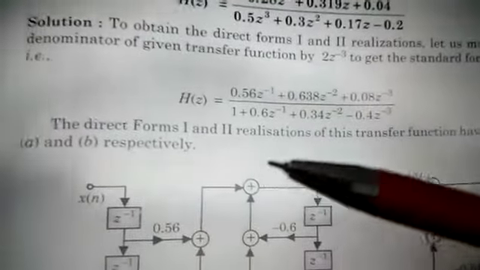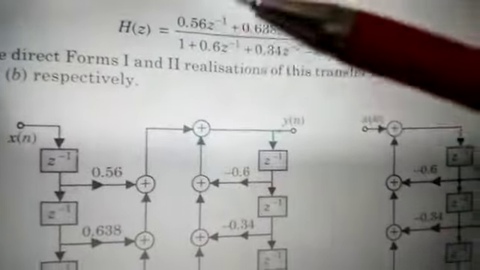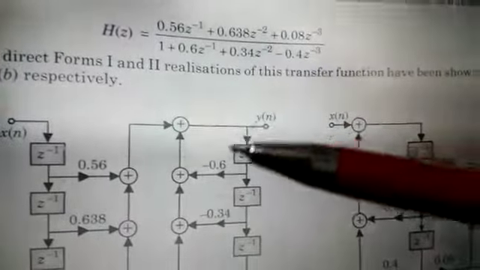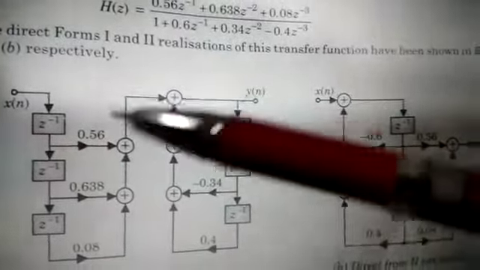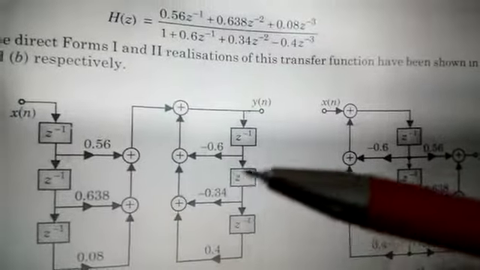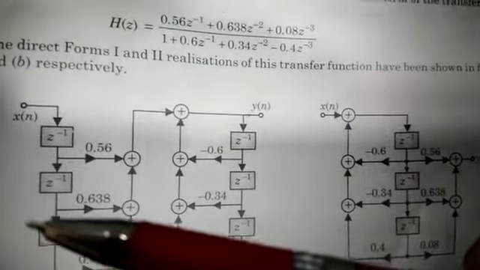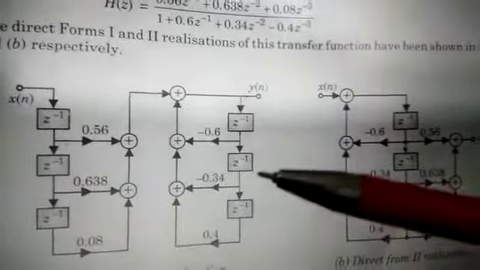Now the direct form 1 and 2 realization of this transfer function have been shown in the figure below. You can see the numerator is shown on this side and the denominator is implemented on this side. This is called direct form 1. In direct form 2, the poles will be shown on this side and the zeros will be shown on the right side.